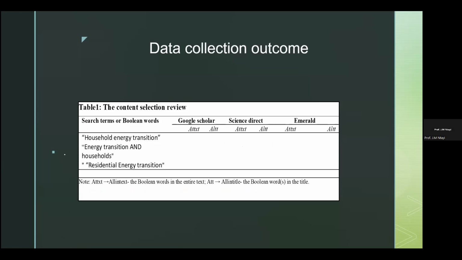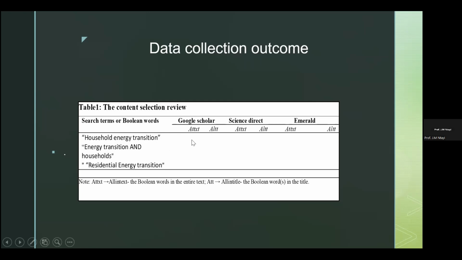Eventually, when I'm doing my data collection, I need to have a table like this. And this is part of the table that professor was talking about. When I go to Google Scholar, I use the phrase household energy transition. What do I get when I put it the first time? And when I started to filter, what do I get? Now I have all in text and I have all in title.